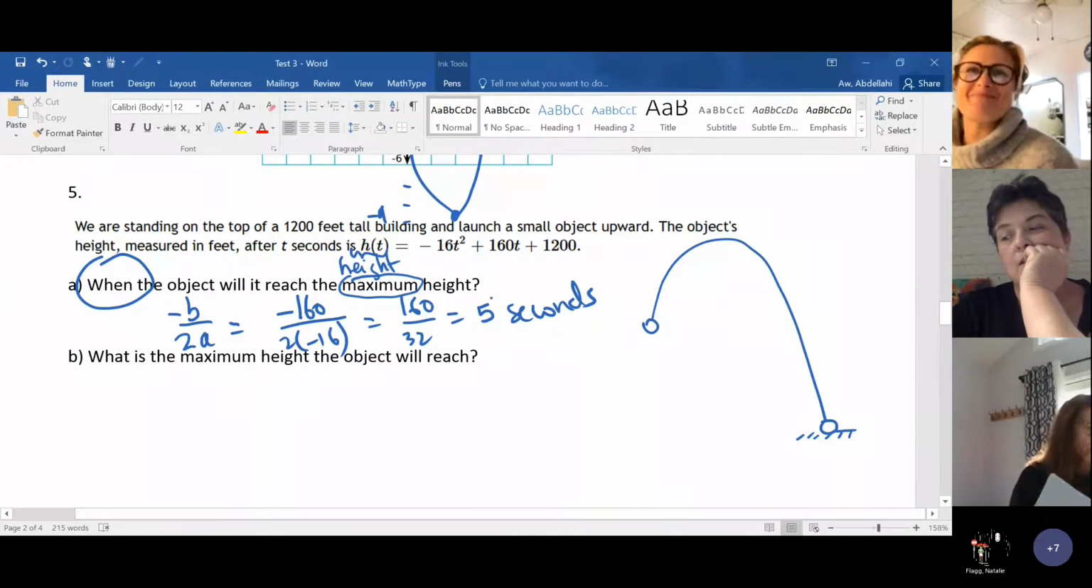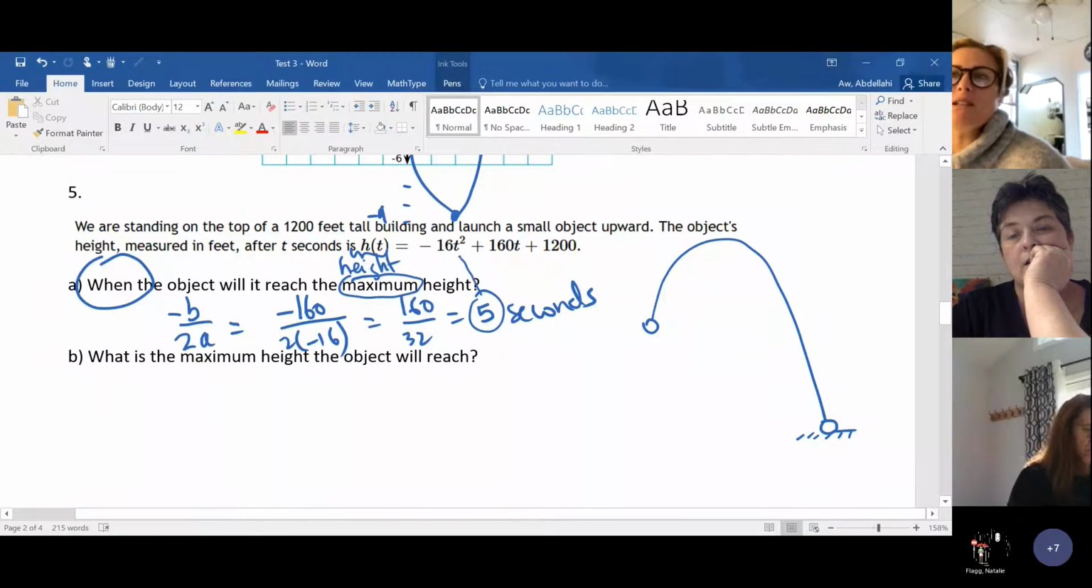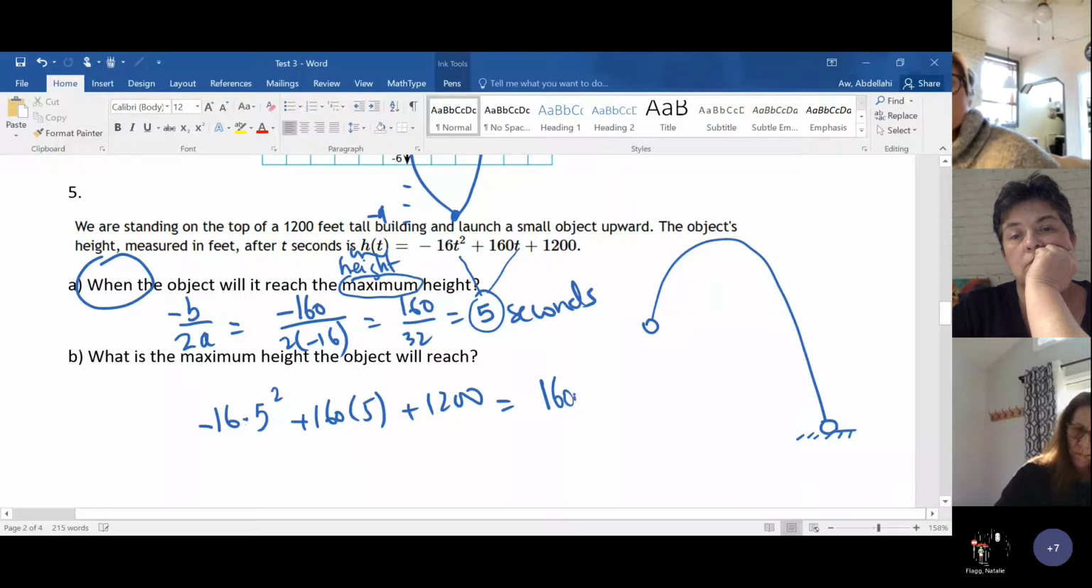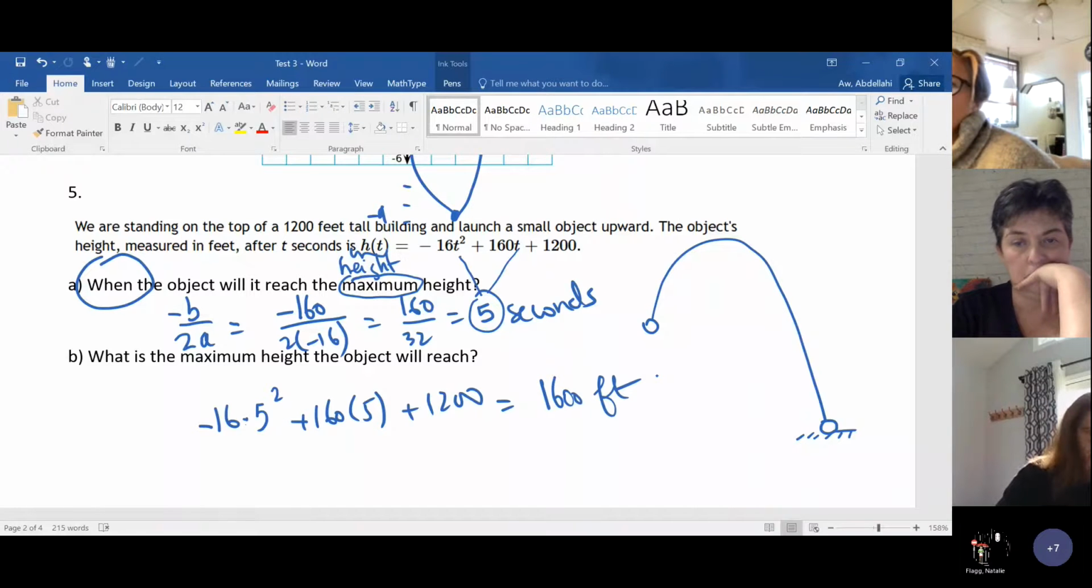So you plug in that number 5 right here. We get negative 16 times 5 squared plus 160 times 5, until we do the math. I think it is like 1600 feet. All right. So this is an example of an application.